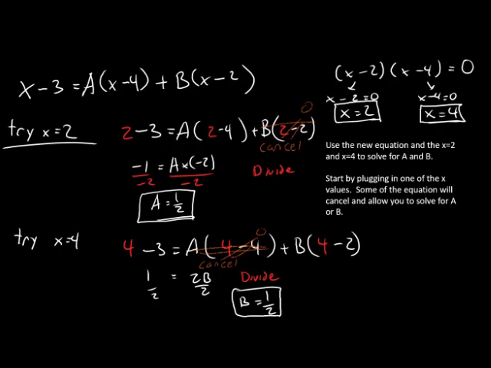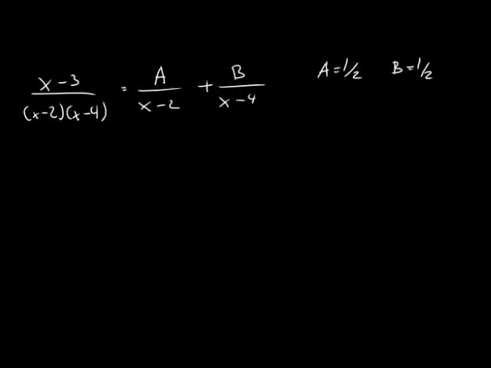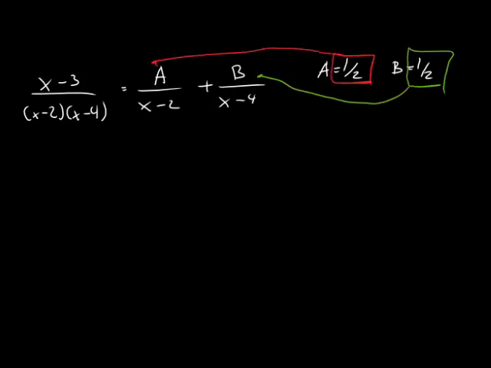Now that we have our A and our B, we can write our partial fractions. Now we'll place the A in the A position and the B in the B position. So our partial fractions are now 1/2 over x minus 2 plus 1/2 over x minus 4. Now notice our answers are compound fractions, and so to simplify these compound fractions, there's one more move we can make.